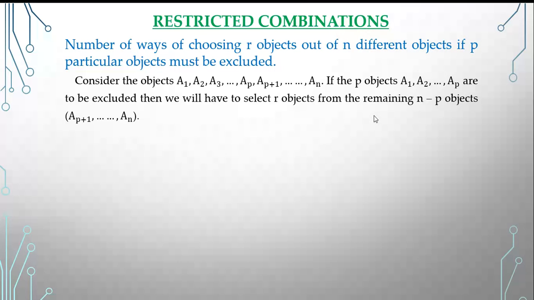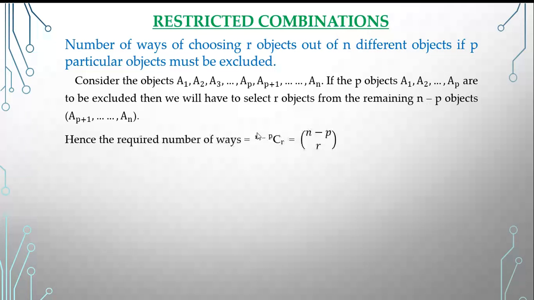Now the remaining objects are n minus p, because these are excluded. Initially we excluded p from the total n objects, so the remaining objects are n minus p. We choose our r objects from the n minus p objects, so this is (n minus p)Cr, and we also write it in the form (n minus p)Pr. This notation means the combination (n minus p)Cr.